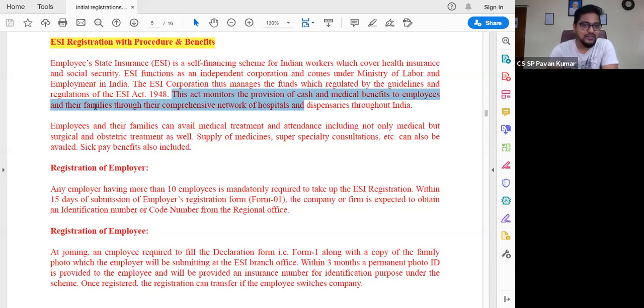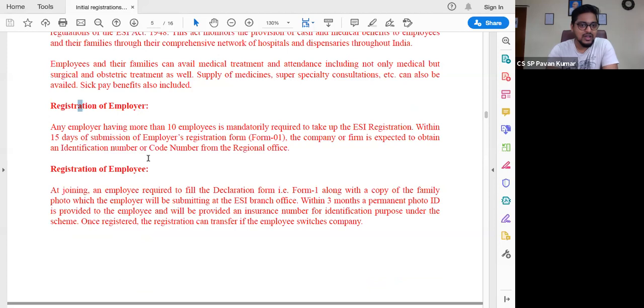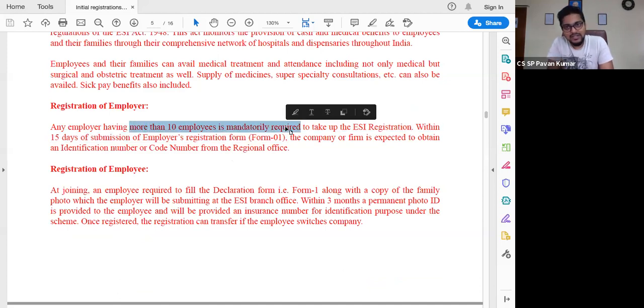Whenever I want to make a registration, there are two types of registration under ESI: the employer registration and the employee registration. When does ESI become mandatory? You have to remember this: 10 or more employees. Whenever there are 10 or more employees in a company, it becomes mandatory to get your ESI registration within 15 days, in Form 1. You have to make this application in Form 1.